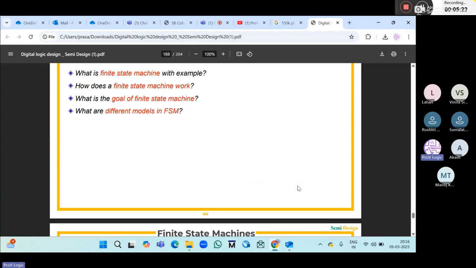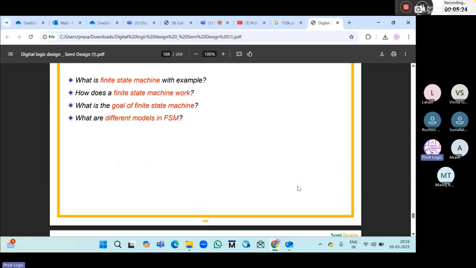Okay. So first of all, what is meant by finite state machine? In the name itself, if you observe, it has a finite number of states. We can also call it a complex sequential logic circuit. What are the normal sequential logic circuits? Registers, counters, flip-flops, latches. These are all normal sequential logic circuits.